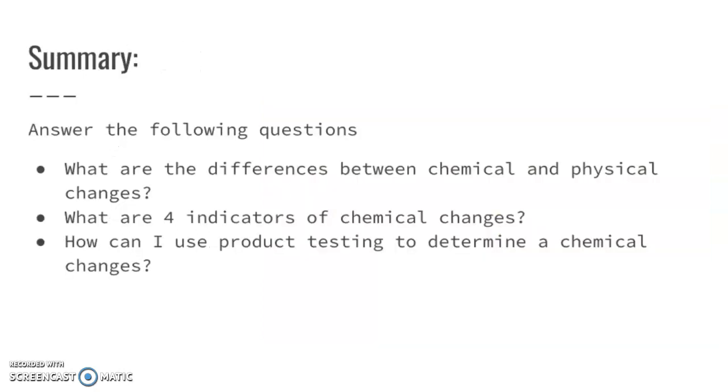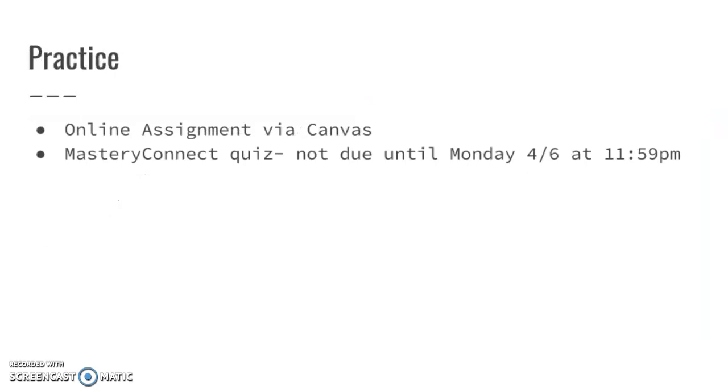So, based on today and what you have done, I want you to write your summary in your notes. Answer the following questions. What are the differences between chemical and physical changes? You should know that. What are my 4 indicators and how can I use product testing to determine a chemical change? Once you do that, we're then going to do some practice. There's going to be an online assignment via Canvas, and then there's going to be a Mastery Connect quiz. You don't have to start it now because it's going to be combined with what we do on Friday, and that's going to be due on Monday at 11:59 p.m. All right, so that is it for today.